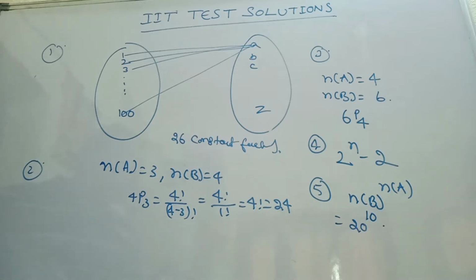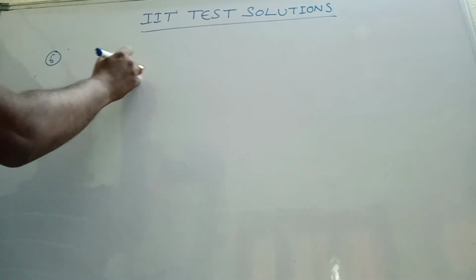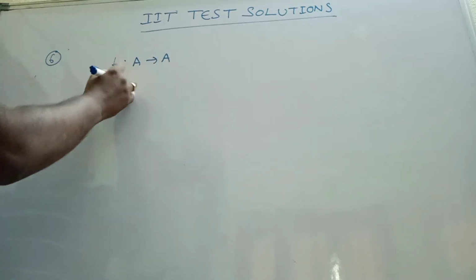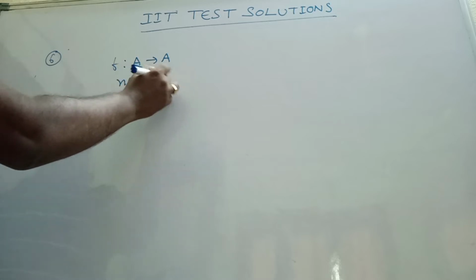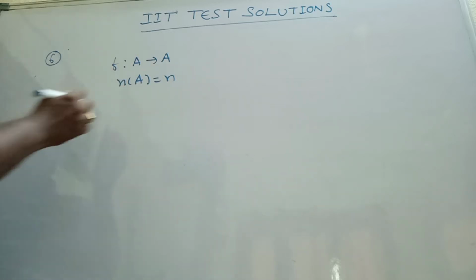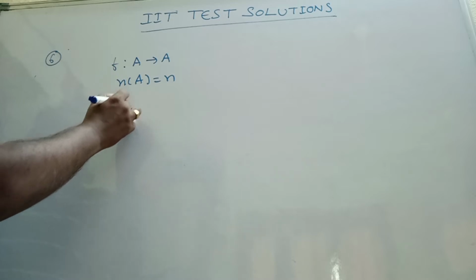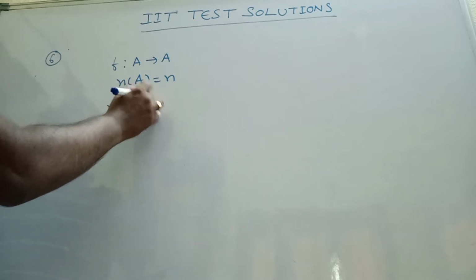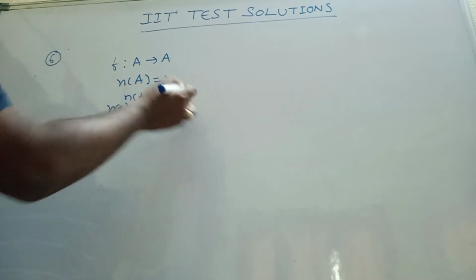Right, like this the fifth problem can be answered. Now, regarding the sixth problem, set A has n elements. The number of functions that can be defined from A into A is, that is very simple. You have f as a function from set A to A, and n of A has n elements. Then the number of functions that can be defined from A into A is nothing but n of A whole power n of A, that means n power n.